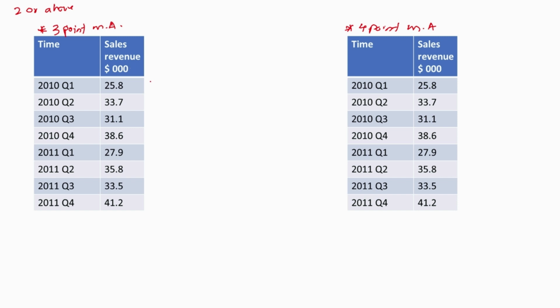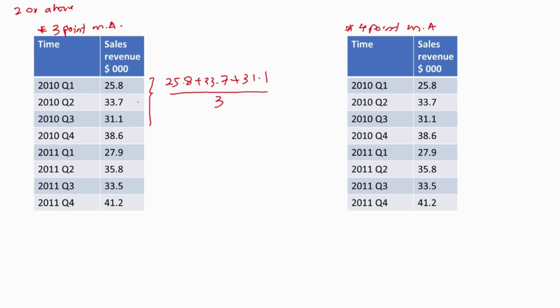What does 3-point mean? We are considering 3 points at a time, starting from the beginning. These 3 points. What we have to do? We have to take the average of these 3 points, which means 25.8 plus 33.7 plus 31.1 divided by 3, because we are taking the average.